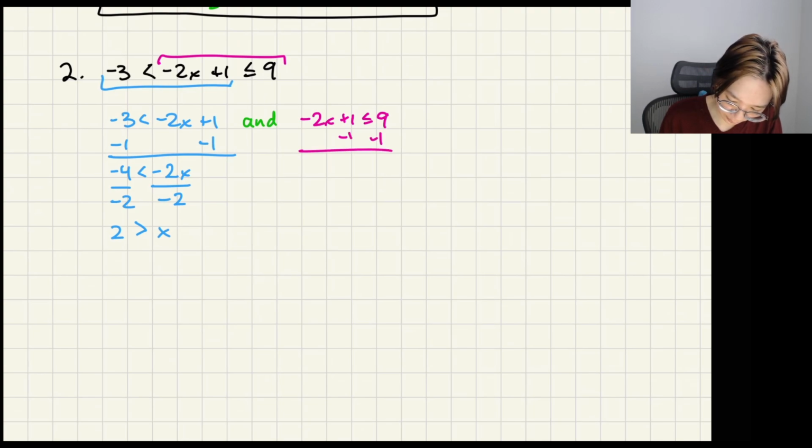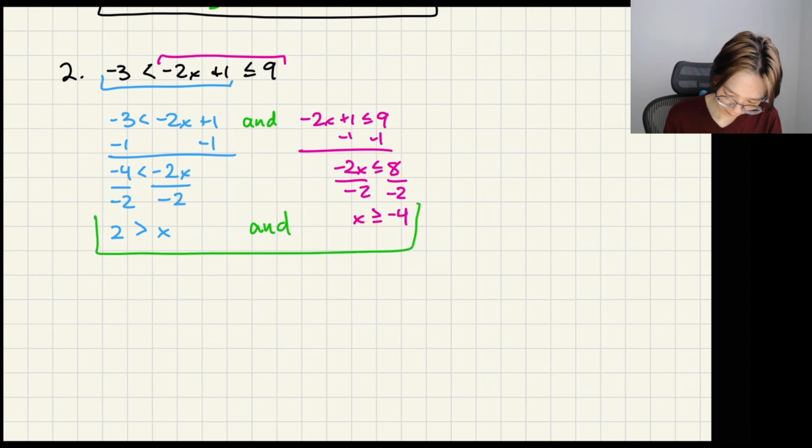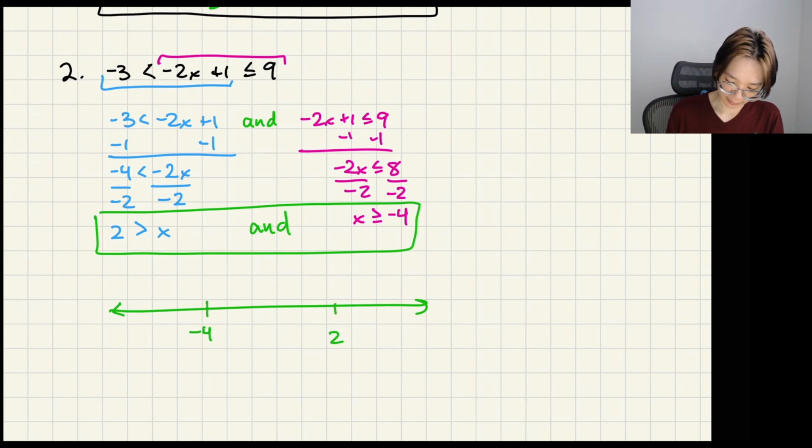And now we solve the other one. Same exact rule here, because we're dividing by a negative number, the sign flips. So now this is our answer. And our graph would look like this. So we have -4 over here, 2 over here, -4. Double check they overlap each other.